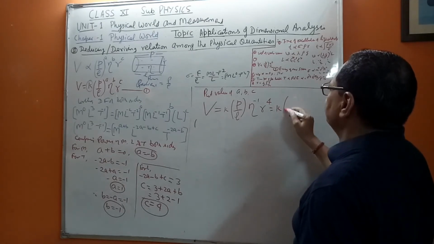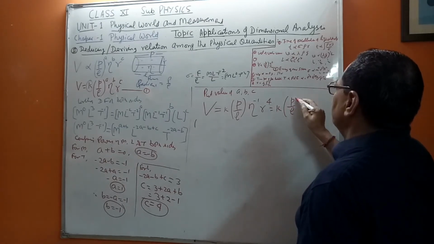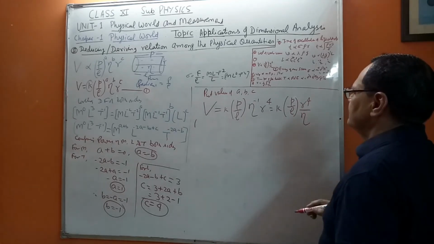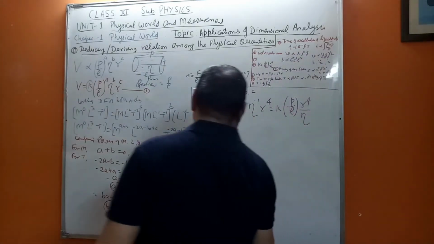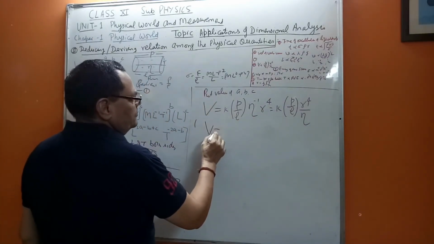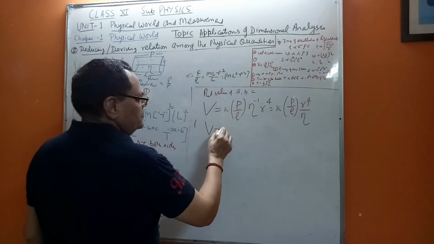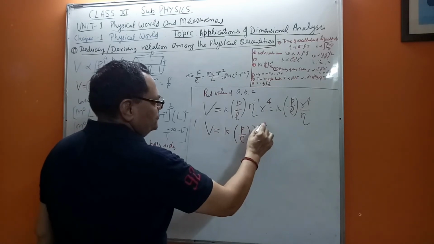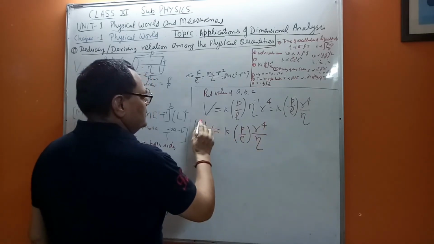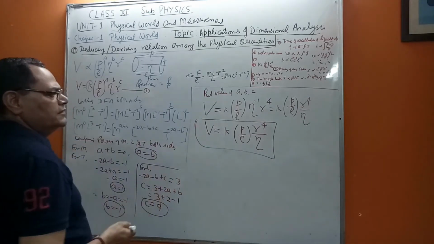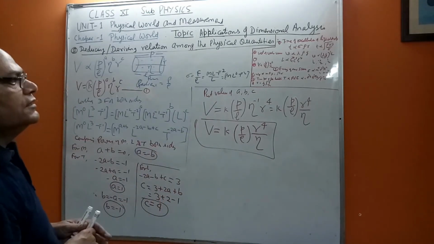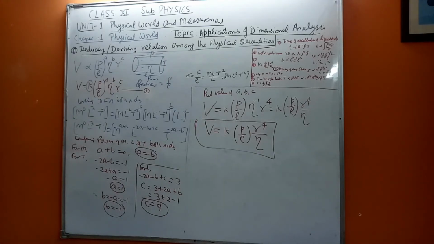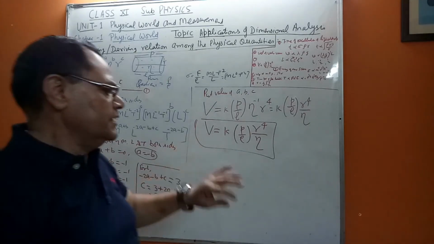So therefore it's K, P by L, pressure gradient, R4, and of course eta in denominator. So this is the final relation, that is the rate of flow of volume is equal to K times pressure gradient, R4 divided by eta. So this is the required answer. Is it clear? Yes. So this way, we can take many more.